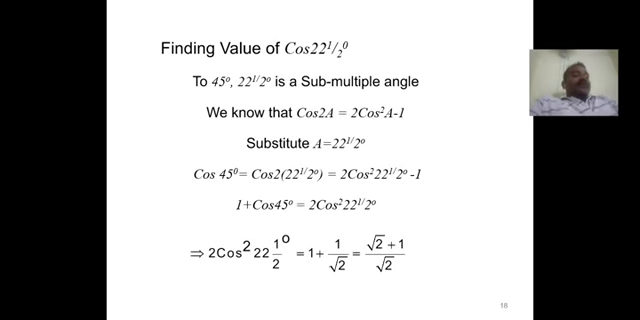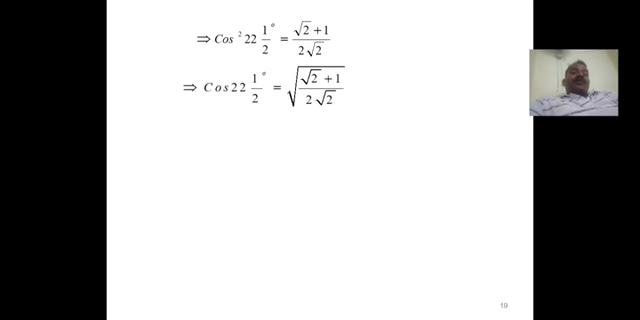Cos 45 value is 1 by root 2. So root 2 plus 1 by root 2 is 2 cos square 22 and half. Cos square 22 and half is root 2 plus 1 by 2 root 2. Cos 22 and half is a square root of root 2 plus 1 by 2 root 2. This is cos 22 and half value by taking square root on both sides.